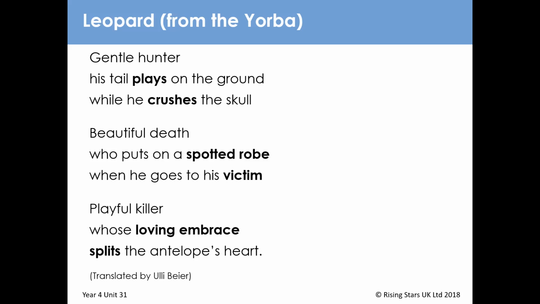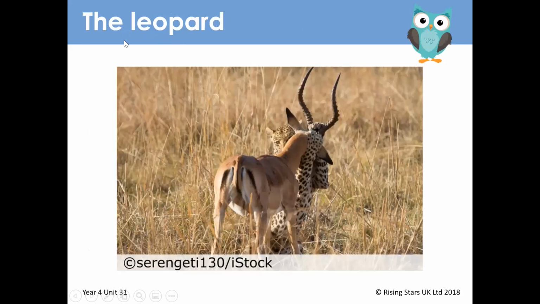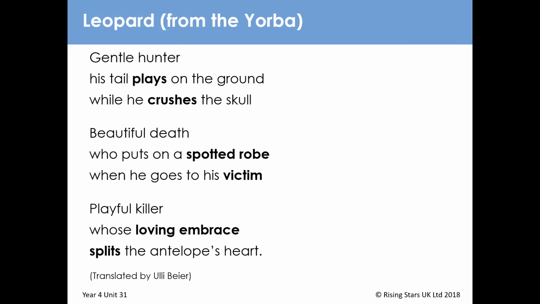And so I'll just go through the poem with you. I'm going to ask you some questions as we go, just to get you thinking. So think about who the gentle hunter might be. Which animal do you think the gentle hunter is? So just to go back to the picture, the leopard is the animal with the spots, and then the antelope is the animal with the horns. So who do you think the hunter is? His tail plays on the ground while he crushes the skull.